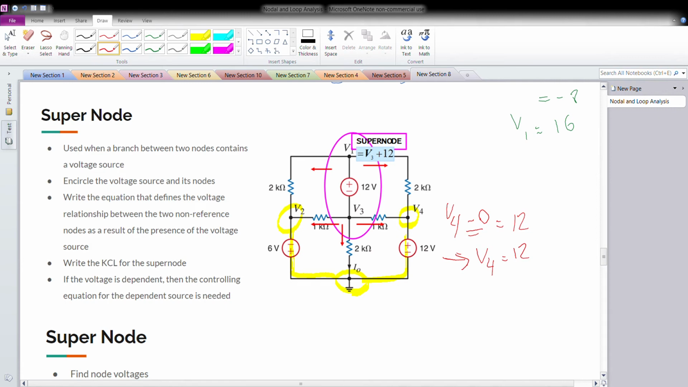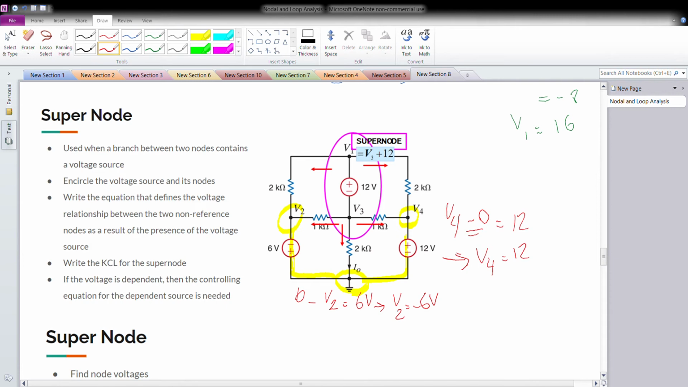Same thing with the other source. My higher side in this case is going to be 0, minus my lower side, which is V2, is going to be equal to 6 volts. So then V2 is going to be equal to negative 6 volts. Or another way to look at it, if the positive side is connected to that node, it's going to be positive of that value, so positive 12. But if the negative side is connected to that node, then it's going to be the negative of that value, so negative 6.